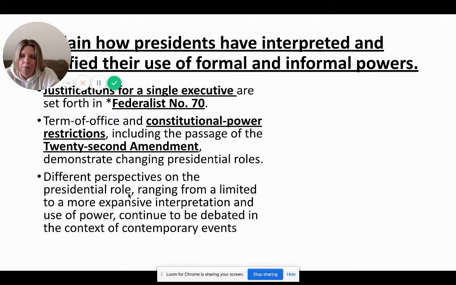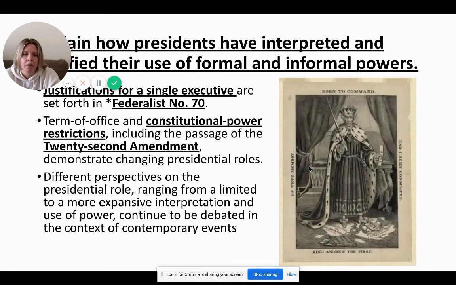And then different presidents have different views on how much power they should have and what they should do with that power and stuff like that. And that's definitely changed over time. So I've got some political cartoons here. There's Andrew Jackson, like I said, this is back in the day, saying, born to command, like he's a king.